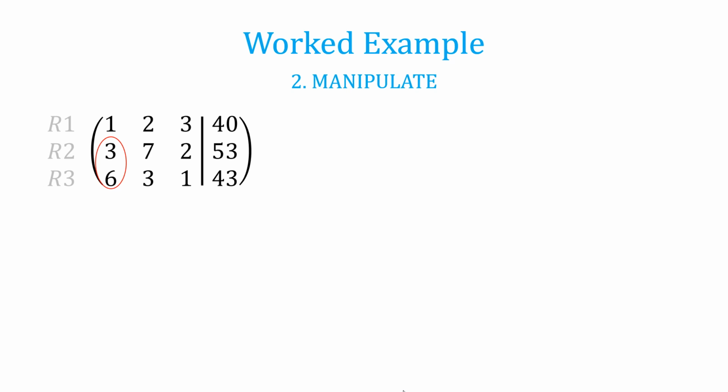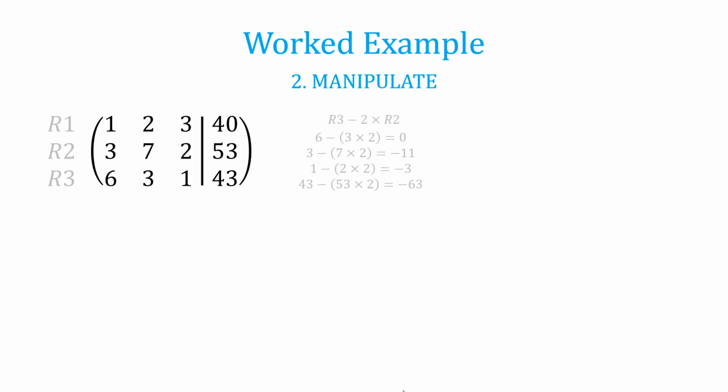So we're going to try and replace that 3 and the 6 with the zeros. How can we do that? Well, if we take the third row and from that we subtract 2 times row 2, you can see that in the first position we'd have 6 minus 3 times 2 gives us 0. So we know there that we're going to end up in row 3 with a 0 in row 3 column 1, which is what we're aiming for.